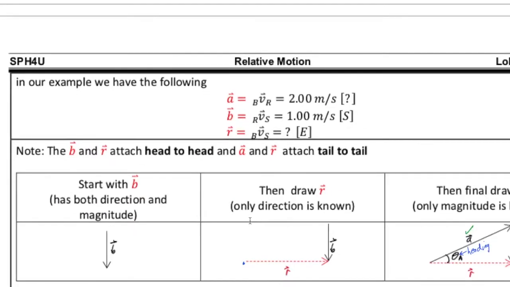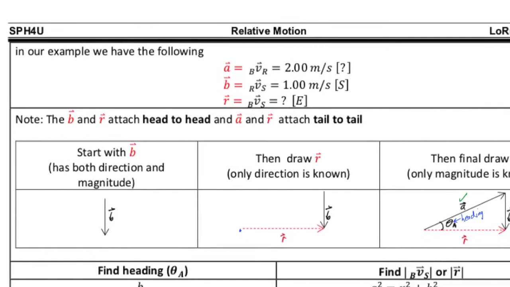So let's do a little recap and give short names for everything. The buoy's velocity with respect to the river, which we're calling vector A, is 2 meters per second, but the direction is unknown. So we're going to work with this vector last. Our vector B, we know everything about. The river's velocity with respect to the shore, we know its magnitude and its direction. So this is the one that we're going to start with first.